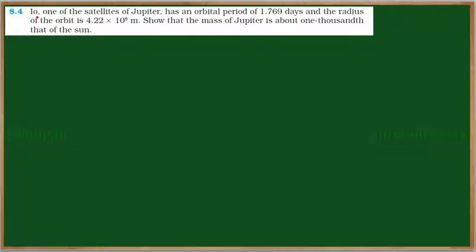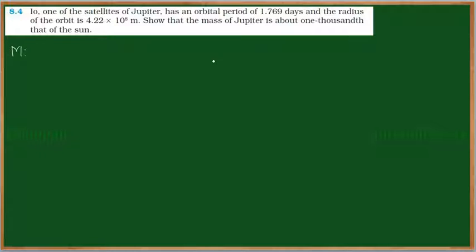See this problem. Io, one of the satellites of Jupiter, has an orbital period of 1.769 days and the radius of the orbit is 4.22 × 10^8 meters. Show that the mass of Jupiter is about 1/1000th of the Sun.